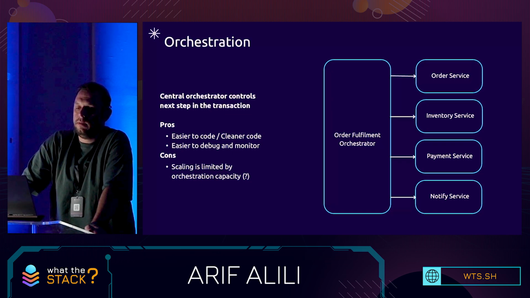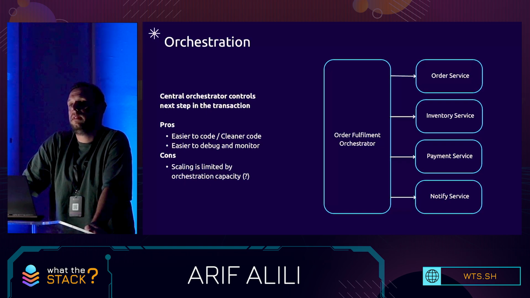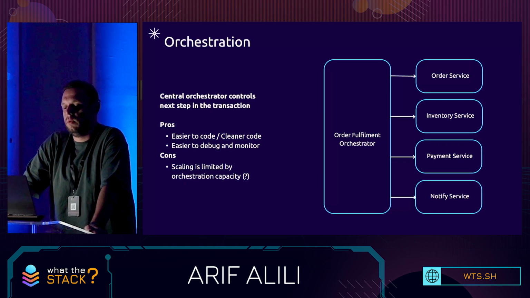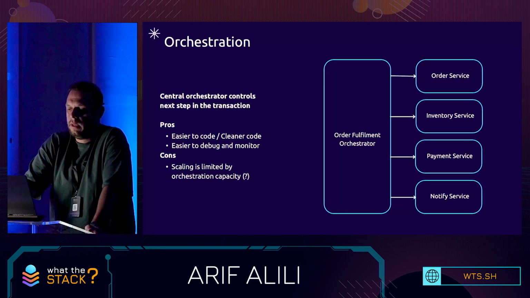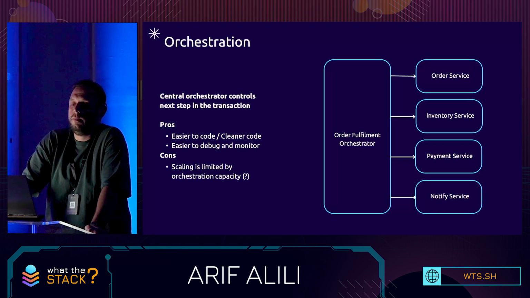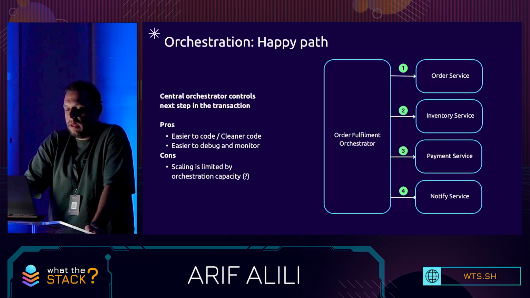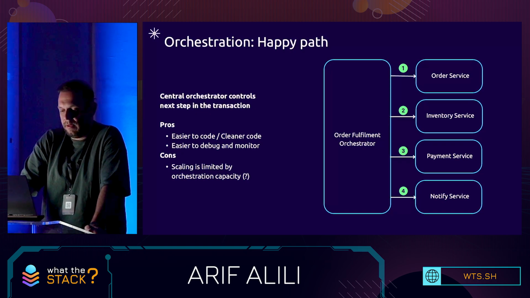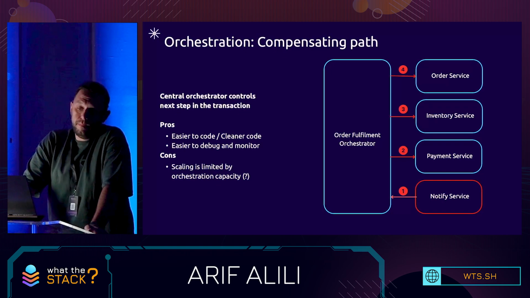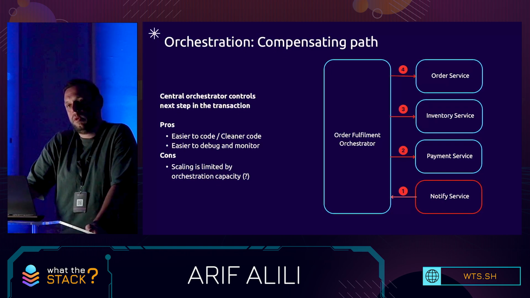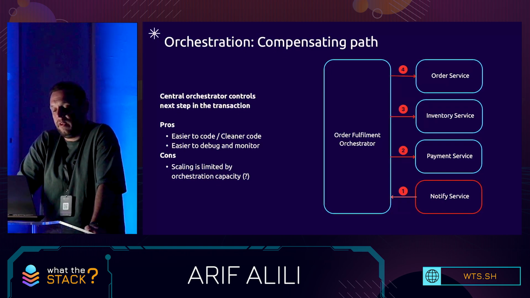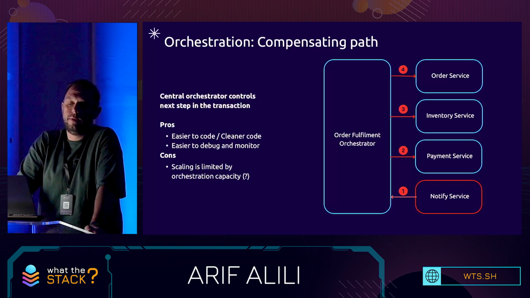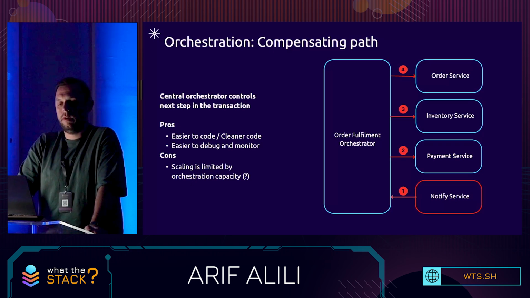Easier to debug and monitor. If something bad goes wrong in order service, we will be sure that order service fails and not some call to another inventory service or, for example, the pushing of a message to a queue. So the order fulfillment orchestrator, in this case, will call order service, inventory service, payment service, and notify service in the happy path. But in the compensation path, it depends where it fails. If it fails in notify service, it will have to call each and every compensation of those services.